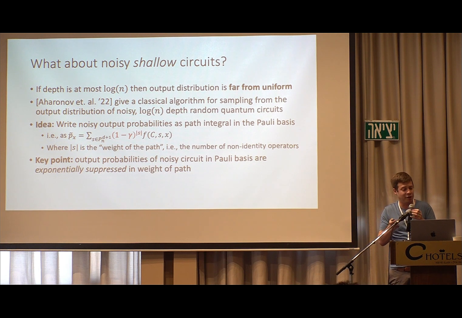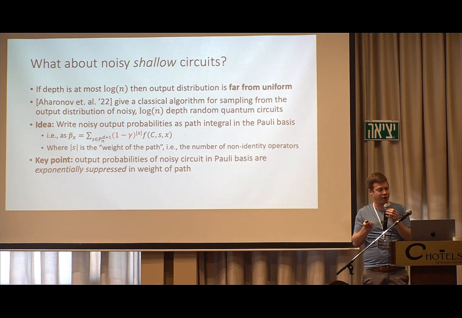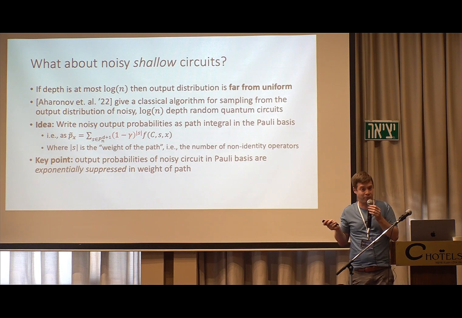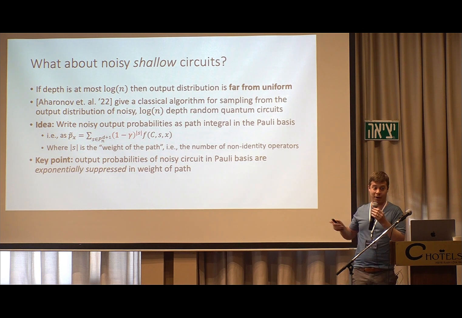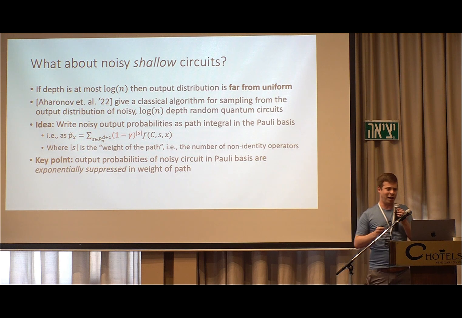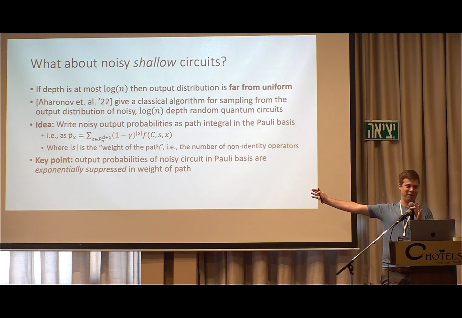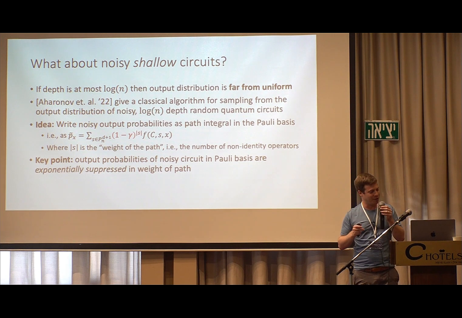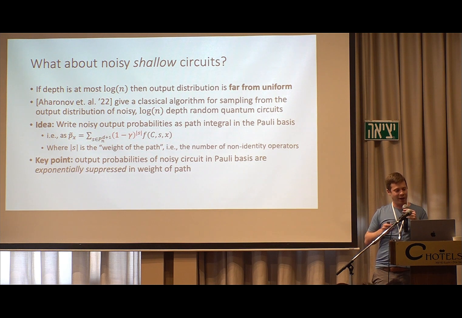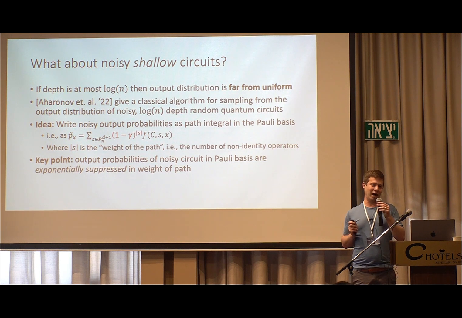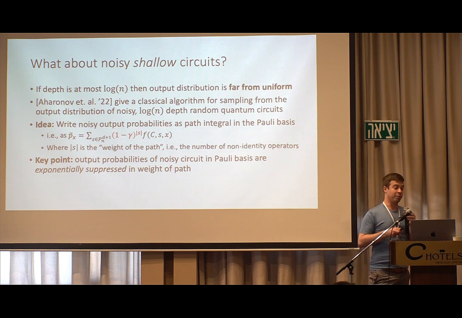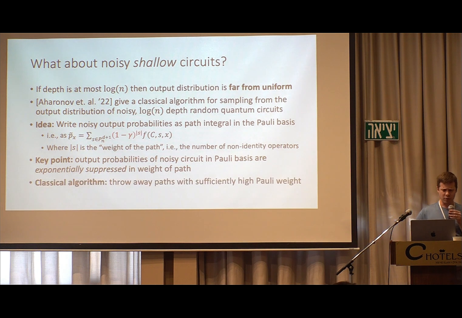And the reason for that is because these output probabilities of the noisy circuit in the Pauli basis are exponentially suppressed in the weight of the path, because of this noise contribution. We don't have to care about all the terms if we want a good estimation. We just have to care about terms that have a small number of non-identity operators, okay? A small weight of the path. And that's exactly how their classical algorithm works.